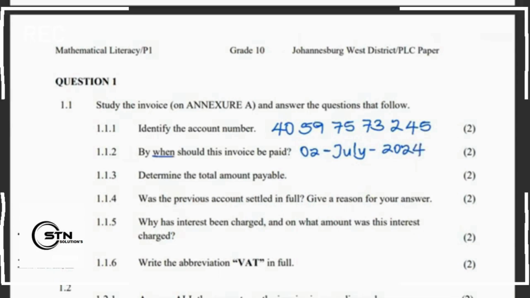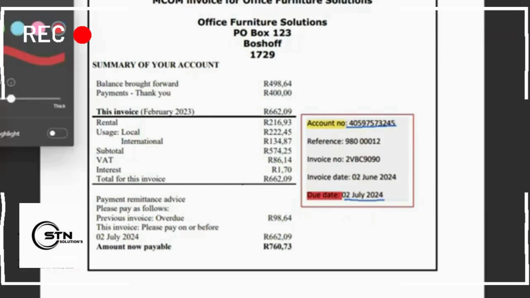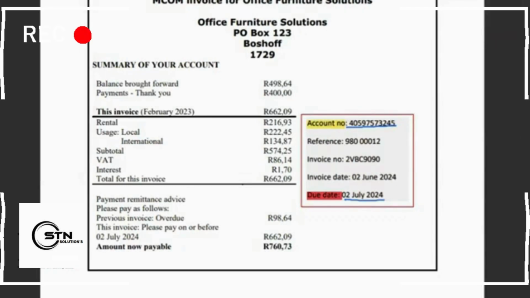We are looking for the date. When? This is what told us that you're looking for the date. And if they put where, then you would put the place where you're going to pay. Determine the total amount payable. Total amount payable, we are still on this. Total amount payable, it's down here. Amount now payable. So we shall come and write this amount of money.